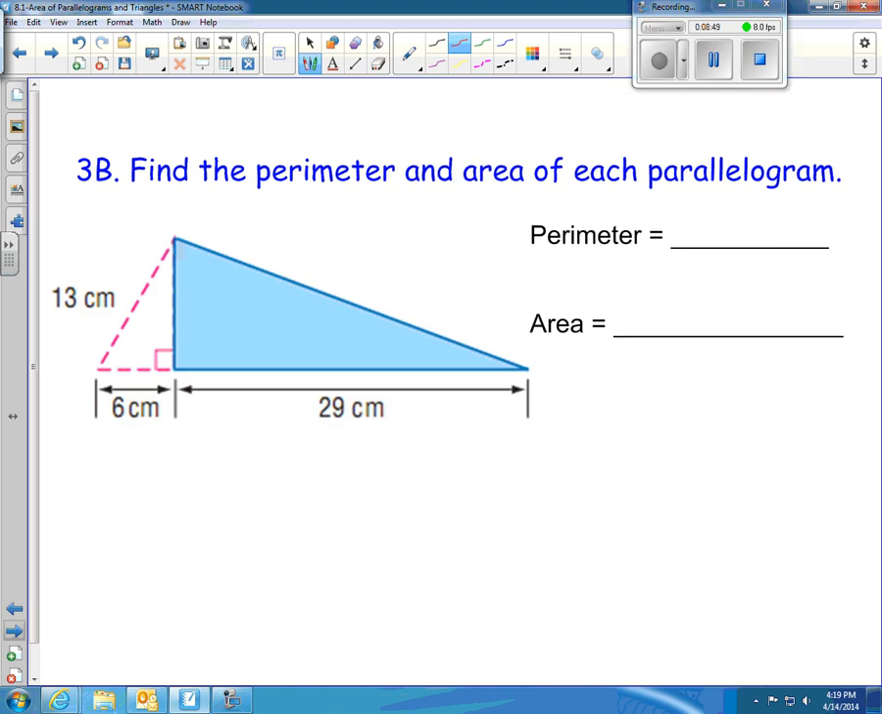Okay, you guys get 3B all on your own. You need to make sure that you find your height. That is missing. If you're not sure what to do with it, go back and look at the last problem. It'll help you out. We have our base, and then pay attention, you are going to need to find that hypotenuse there. Okay, finish these up.